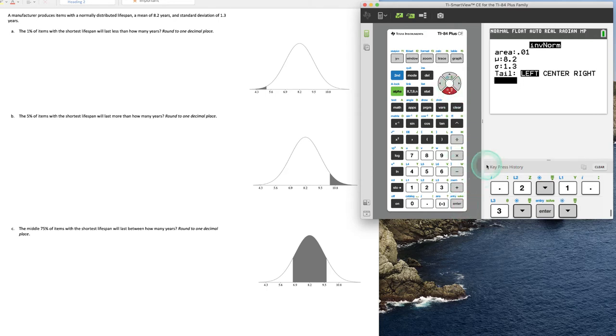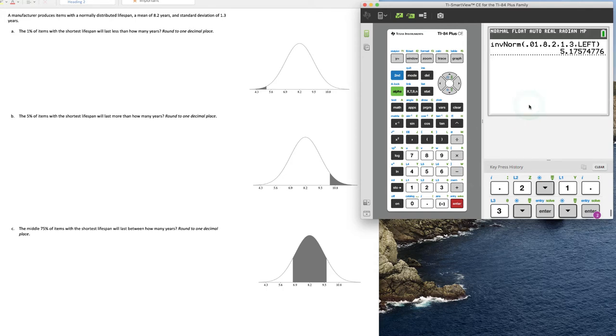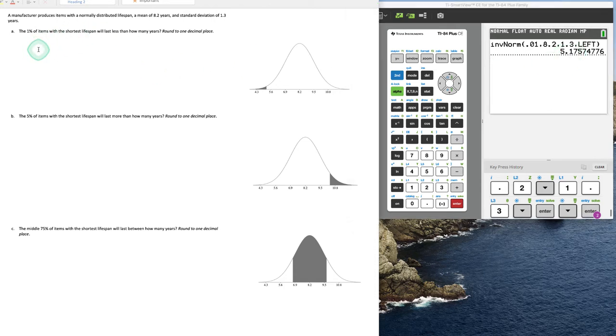And again, this menu is for the TI-84 Plus CE. If you do not see this tail line with left, center, right, that means you're using a different calculator and should watch the next video to see how to address this problem with the silver editions. Continuing, let's go ahead and hit paste. We see this on the home screen and hit enter. So the lifespan would be 5.2 years, rounding to one decimal place.